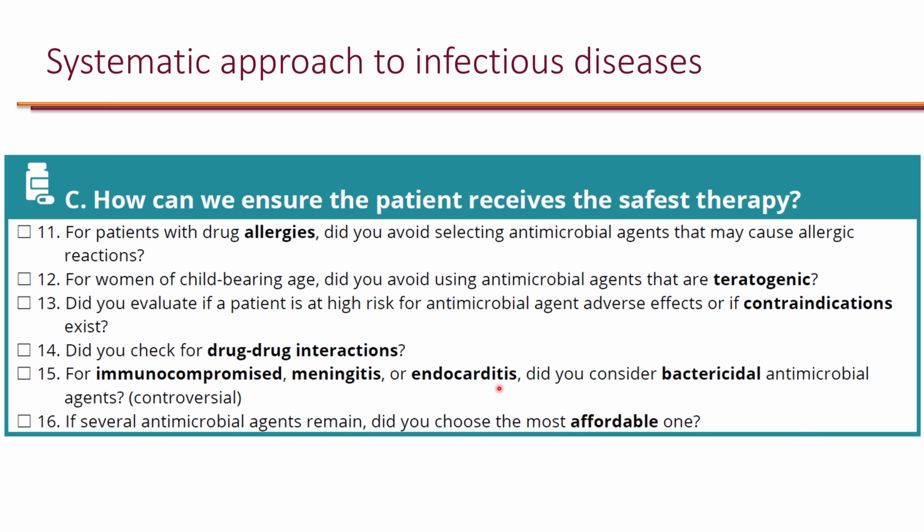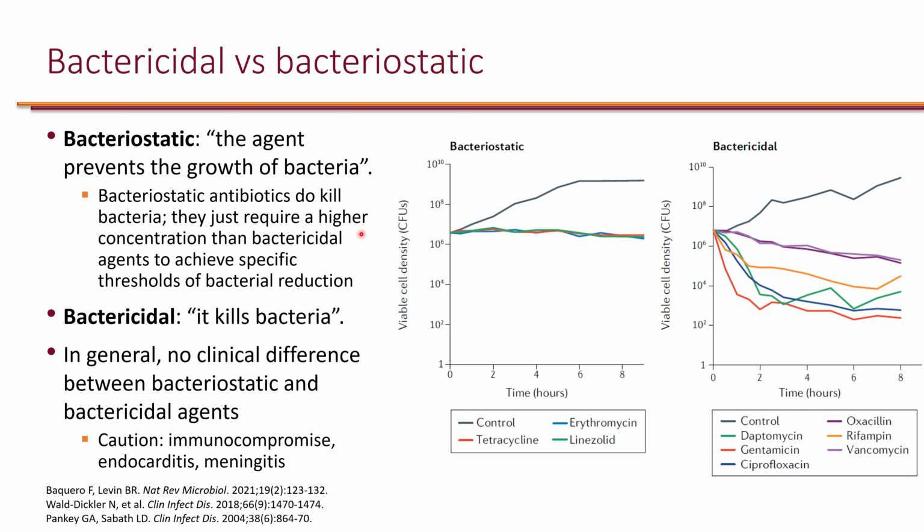For immunocompromised patients and those with meningitis or endocarditis infections, we want to consider in general bactericidal antimicrobials. Now this is a bit controversial because the evidence for this is not clear, so it's not studied well. But in theory, we think that bactericidal may benefit patients who are immunocompromised or have meningitis or endocarditis. And here's what that means. So essentially, the definition of bacteriostatic means that the agent prevents the growth of bacteria, whereas bactericidal means that it actually kills bacteria. So let's look at this graph, the graph in the middle on bacteriostatic.